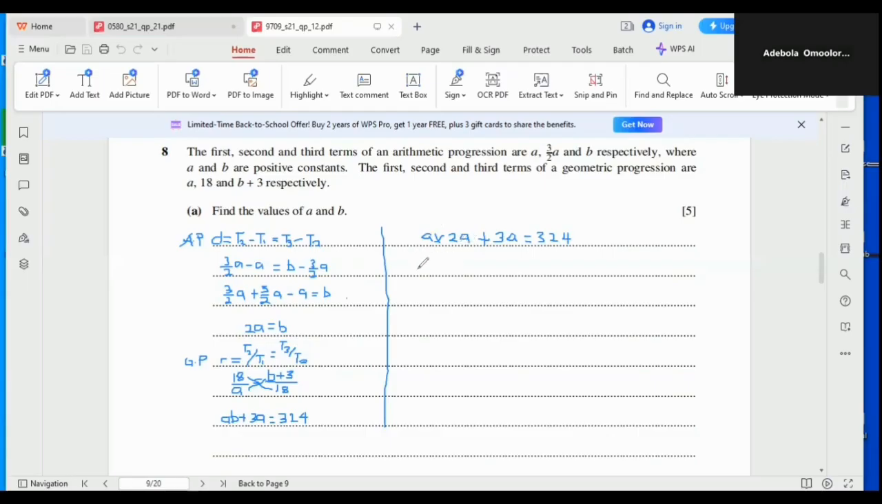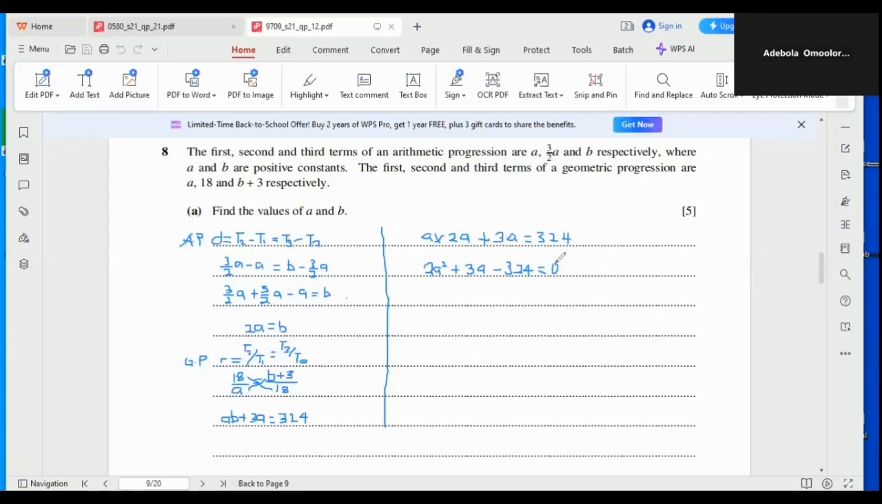So A times 2A will give us 2A squared, plus 3A. Then we move the 324 to the left hand side to make it a quadratic equation: 2A squared plus 3A minus 324 is equal to 0. Now that you have this quadratic equation, you can put it in your calculator and solve for A.